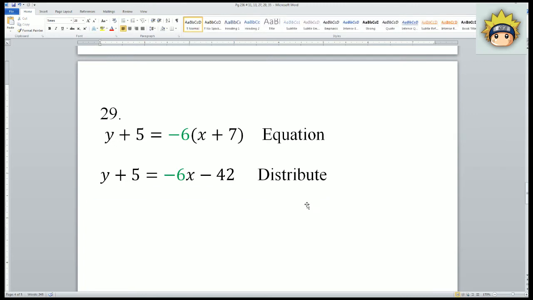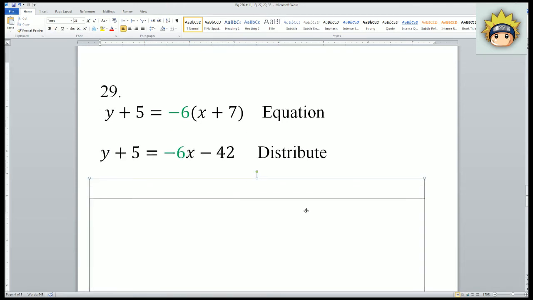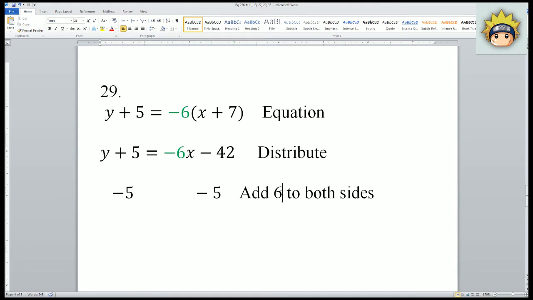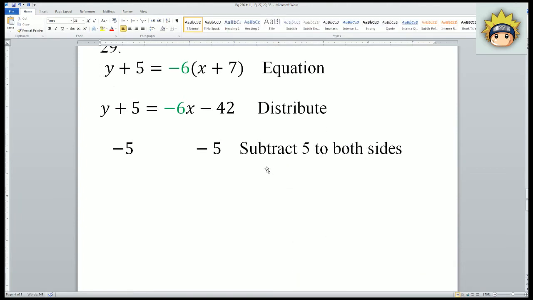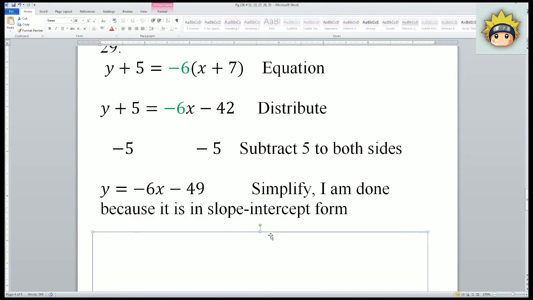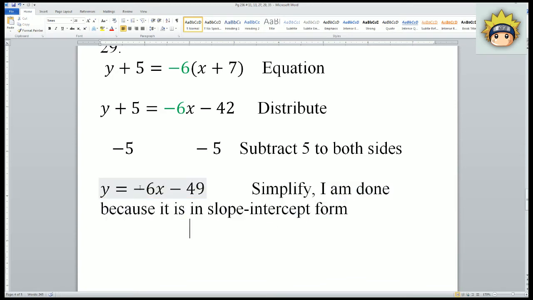Next, I've noticed I already got rid of the parentheses by distributing. Now I need to isolate the y alone, so I have to subtract 5 from both sides. I wrote add here. It's supposed to be subtract 5 from both sides. What's left over on my left-hand side is a y, and on the right, negative 6x minus 47. I am done because it is in the format y equals mx plus b, and now I can graph.